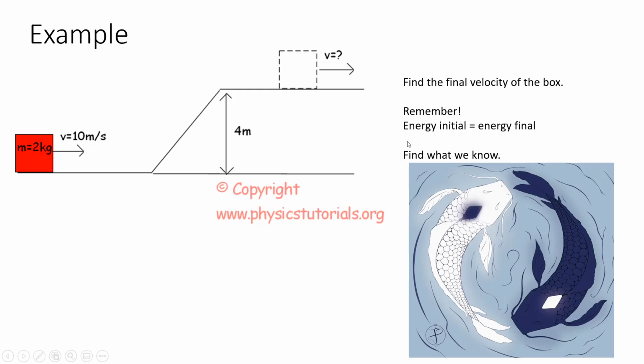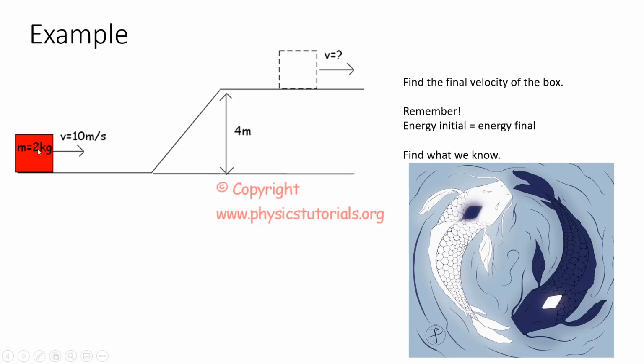So let's remember that the total energy must remain constant, and you can look back at the equations, but it's kinetic energy initial plus potential energy initial must be equal to kinetic energy final plus potential energy final. So let's find what we know first, right? We want to define everything that we know.